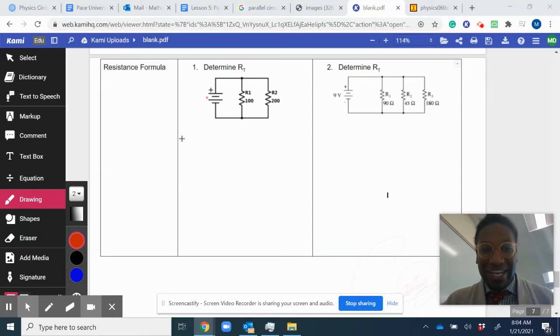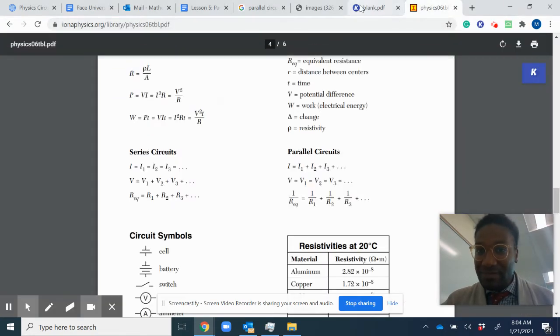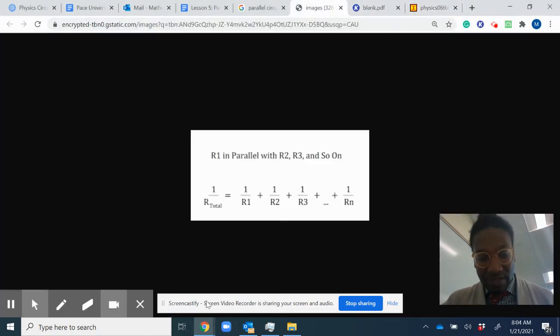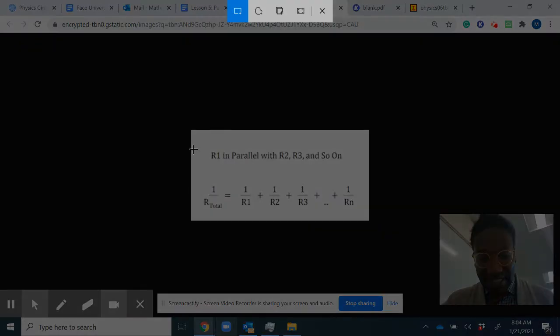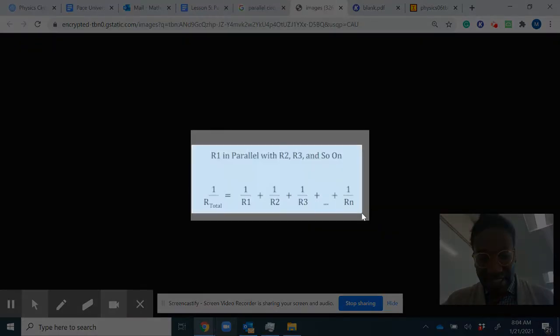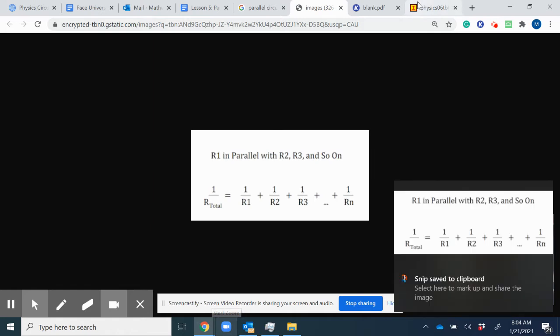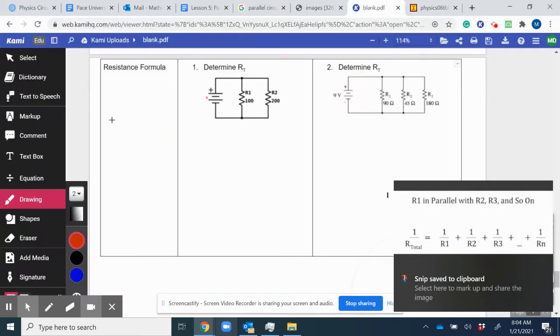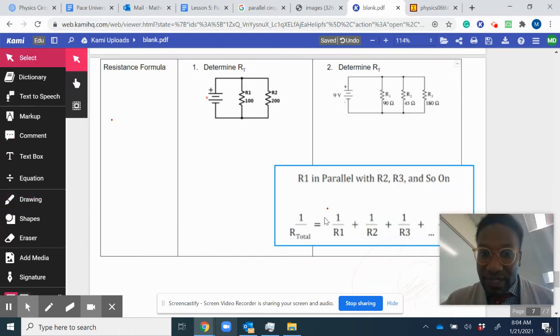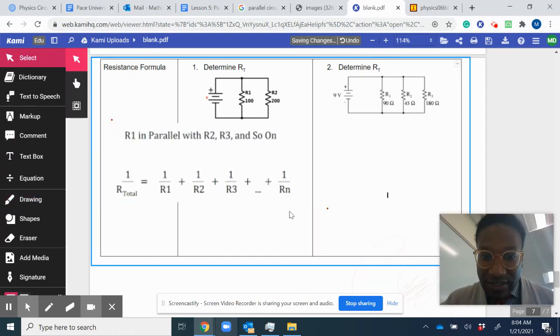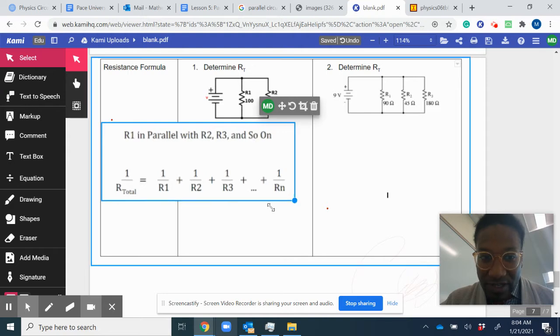Hey class, we're checking out these practice questions. So we're going to need to take a snippet. Let's do this one. You want to take a snippet of this formula, and let's place that right in this little section right there. Let me make it smaller.